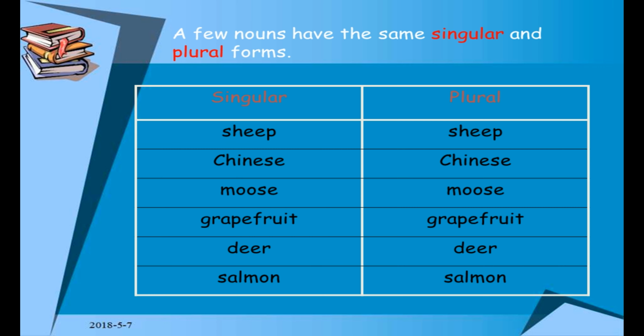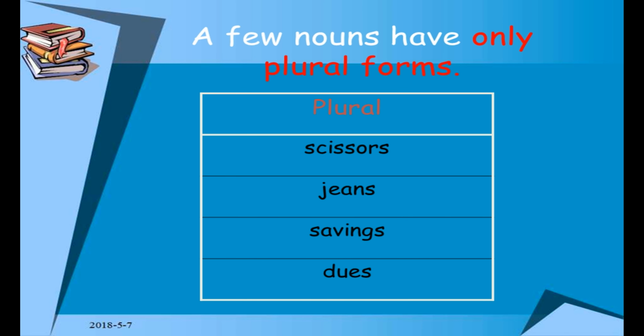A few nouns have the same singular and plural forms. They are sheep, Chinese, moose, grapefruit, deer, and salmon. A few nouns have only plural forms. They are scissors, jeans, savings, and juice.